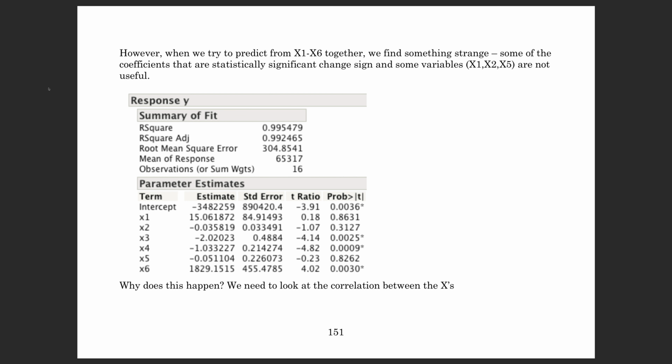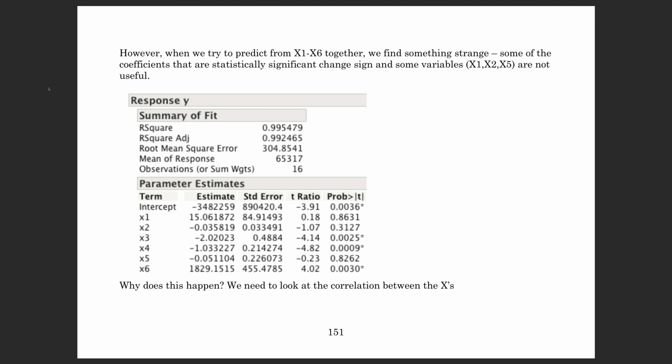x5, which again looked pretty good, is not significant. x6, the only one of our six that we thought was very good, is still in there at 0.3%. So we can see that 1, 2, and 5 don't appear to be useful when we put them together with x6, whereas x3 and x4, which weren't very useful, have now become useful. If we look at the three which are strongly significant, you'll see that 3 and 4 are both negative, while x6 is positive. So how can this happen?